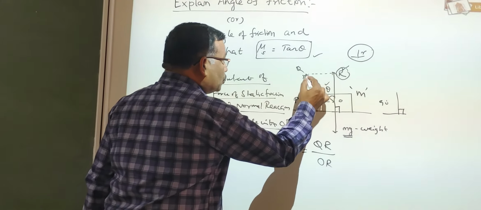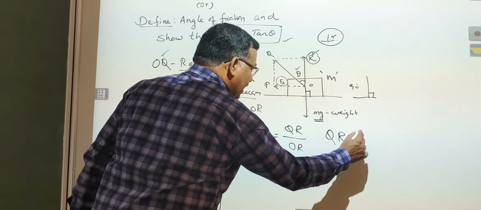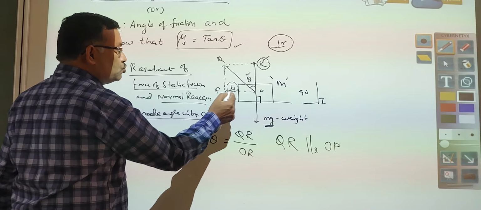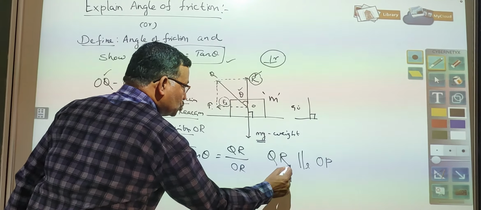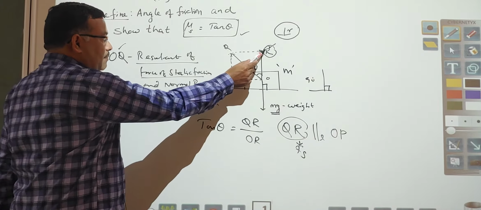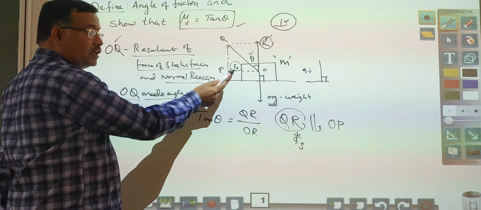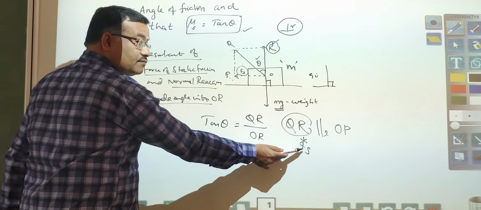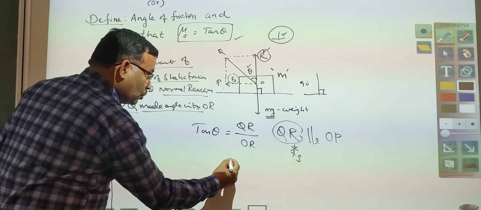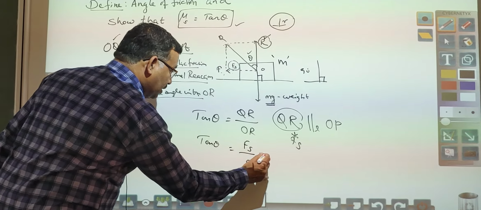So tan theta is QR by OR. What is QR? Here you see, QR is parallel to OP. What is OP? The frictional force Fs. So QR is nothing but Fs, the force of static friction. They are parallel, so both are the same. So we write Fs by OR, which is R. So tan theta is equal to Fs by R. Call this equation 1.